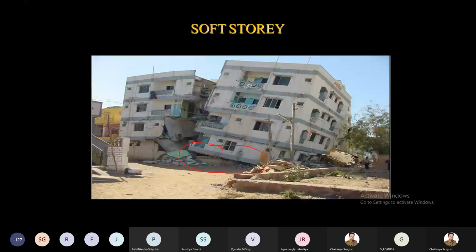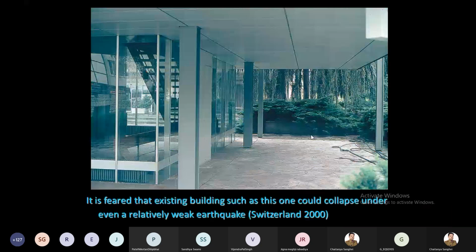This is a very beautiful building in Switzerland, and it looks very beautiful. But when the assessment was done, it was found that this building is vulnerable, and this building may collapse during an earthquake. So they issued the notice, and then it was retrofitted later on, right?